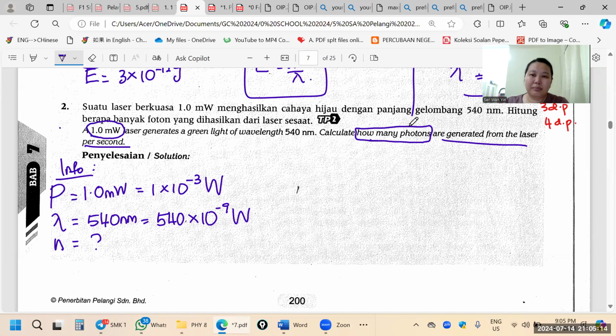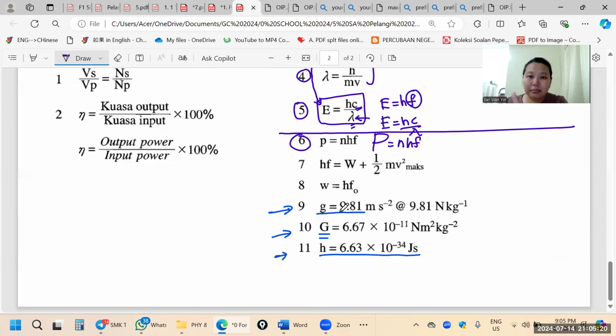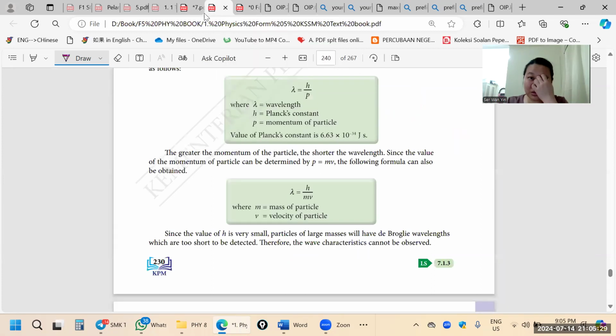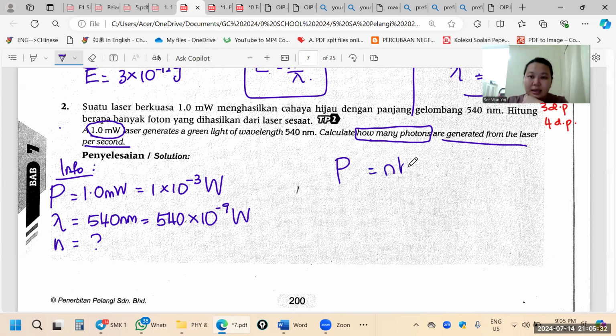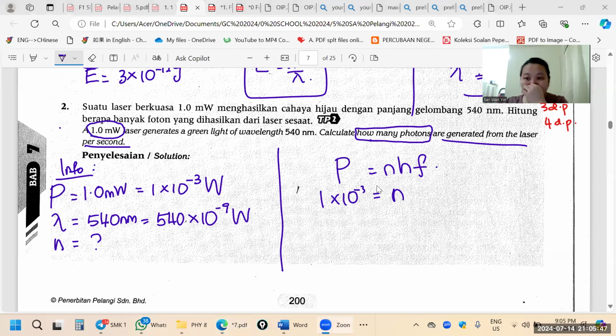Okay, so now, how many photons are generated? Since power is given, we use formula number 6. So actually, this is the power, N is the number of photons used. So P equals NHF. P is 1 times 10 to the power of negative 3 equals N, don't know. The second is m, not W. Oh yeah, correct. So it's nanometer. Thank you very much.